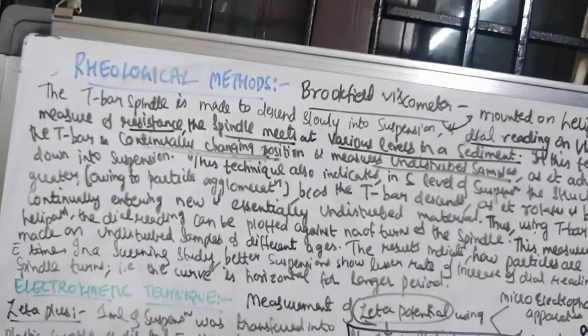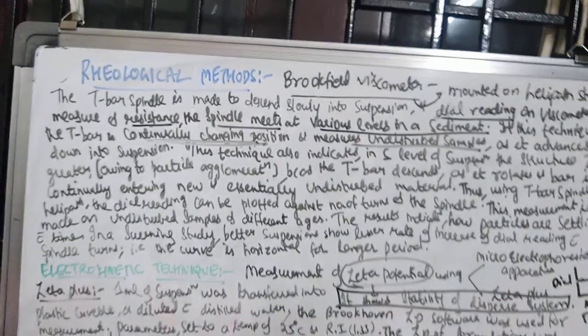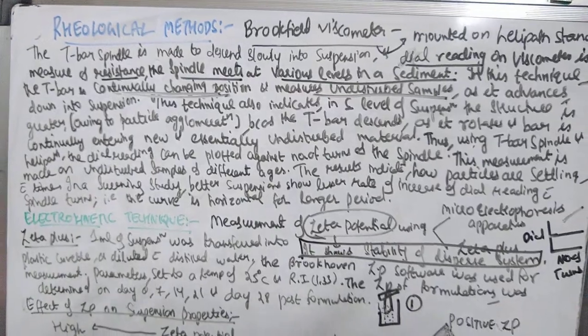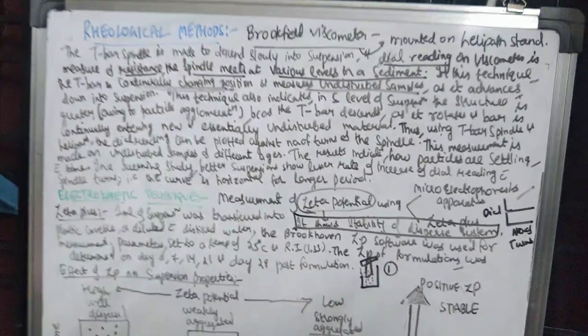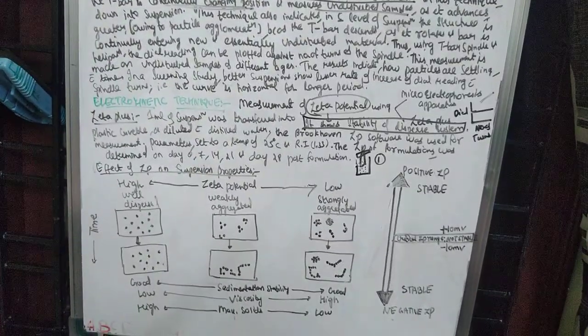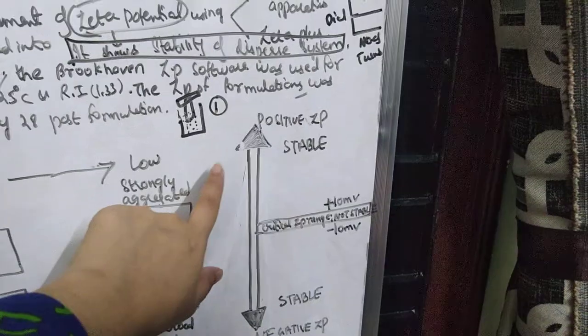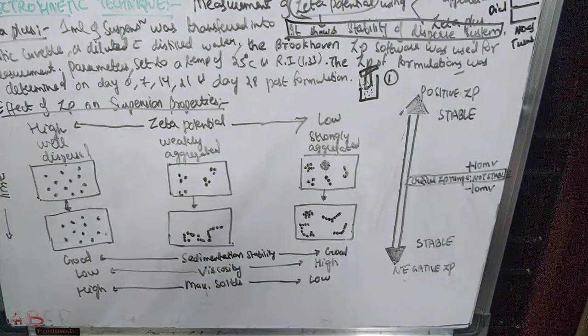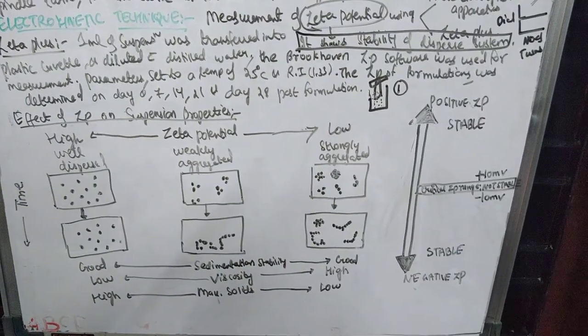Please make the notes from the video, Lachman, and I have referred to the internet also. So please follow the video carefully, and in case of any doubts you can ping me. Please go through each and every detail. This is not there in Lachman, this effect of zeta potential on suspension properties, and here this graph showing the zeta potential stability. So please note down carefully from the video and prepare the notes. Thank you.